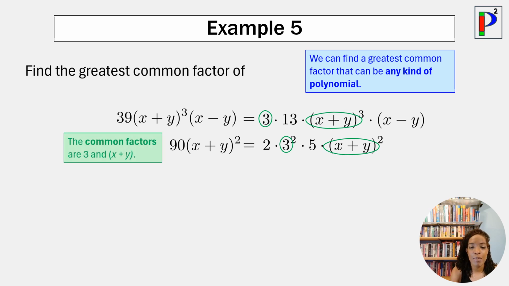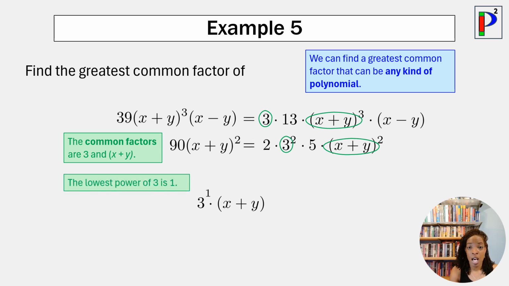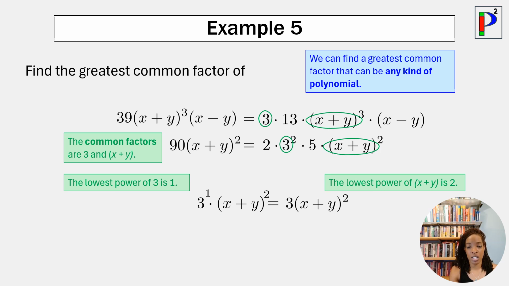And then we follow the same steps. Let's bring our prime factors down below, our shared factors, sorry. The lowest power of 3 is 1. The lowest power of x plus y is 2. So our GCF is 3 times x plus y squared.